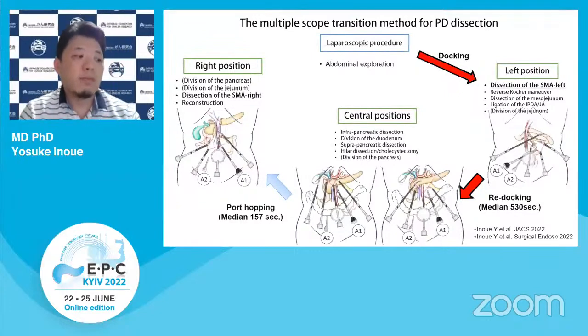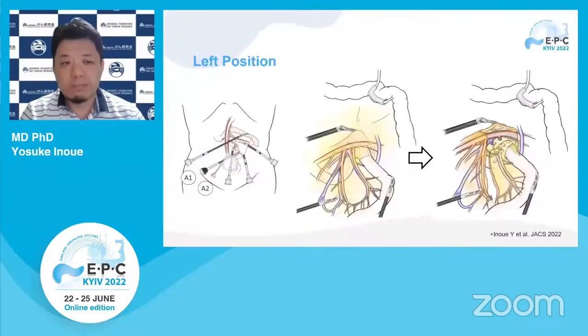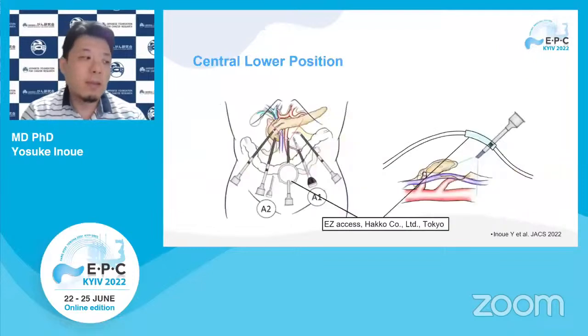We start robotic PD from laparoscopic abdominal exploration. Da Vinci Xi is first docked by a left position, then transferred to central positions, then finally moved to right position during resection sequence. Left position is used for SMA dissection from left side. It includes reverse Kocher maneuver, division of mesojejunum, and the detachment of pancreas head from SMA and SMV.